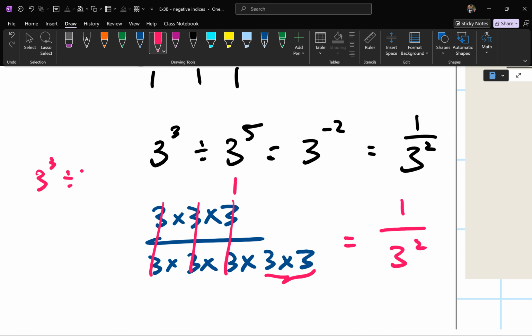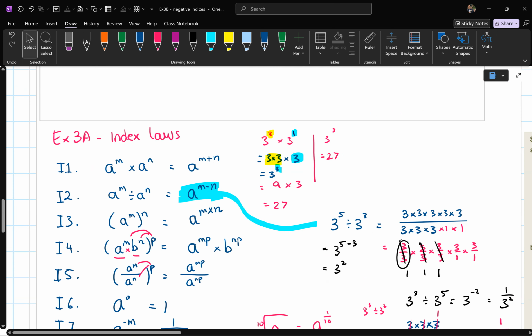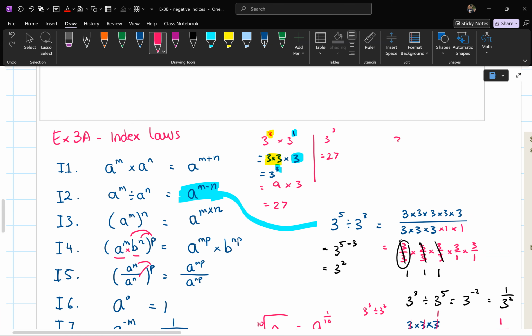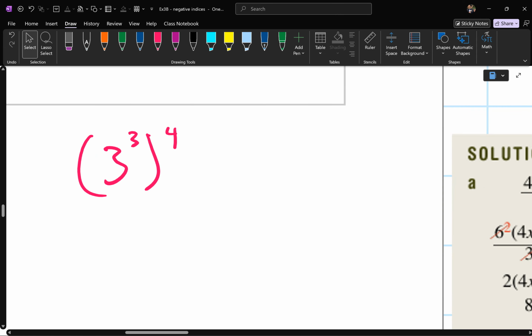3 cubed divided by 3 cubed. That's how we know, or by inference, we know it's 1. And if you then have a guess at rule number 3, I'm not going to show you this, but you can actually figure out rule number 3 using the logic we gave. So if I gave you 3 cubed to the power of 4, why do we times them?